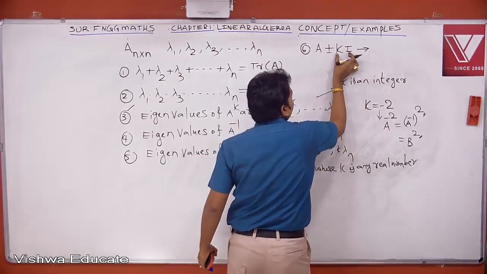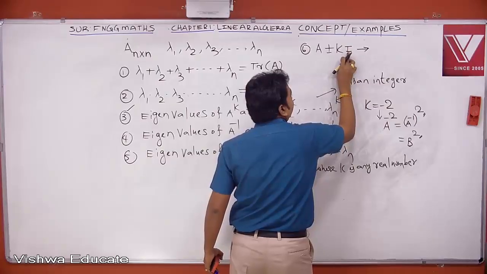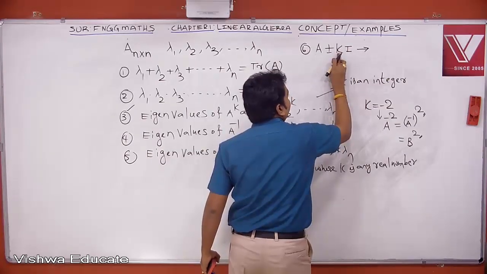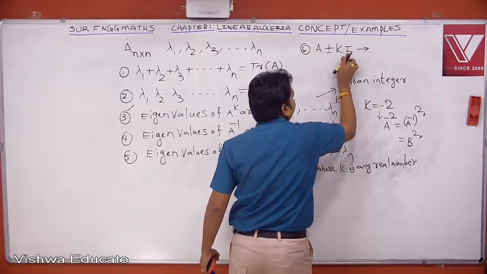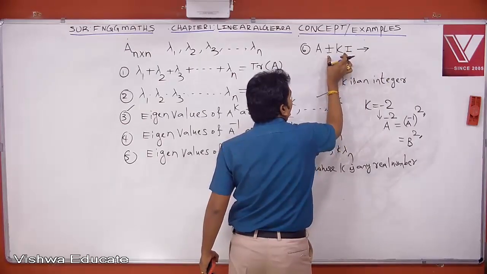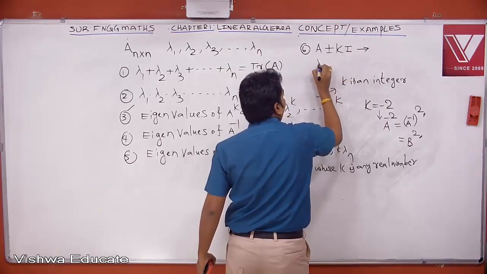Now this is a multiple of matrix. I is the identity matrix, K is some constant. You can have either plus or minus. So this is an identity matrix of size n cross n. It will have exactly n eigenvalues. Therefore, its eigenvalues will be obtained like this.